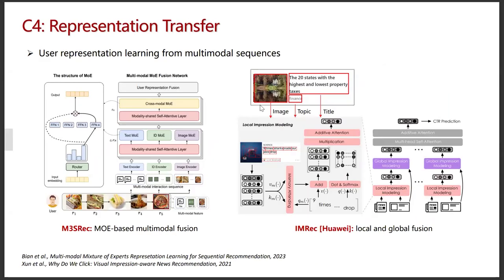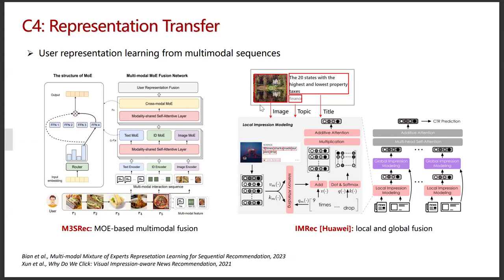And the second type is user representation learning from multimodal sequence. In this type of framework, they don't focus only on item representation. They focus on how to fuse the multimodal sequence. Given a sequence, for example, here an image sequence, we want to represent this user into a representation vector.